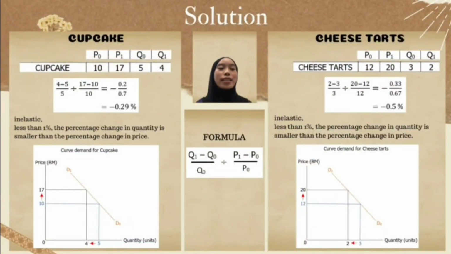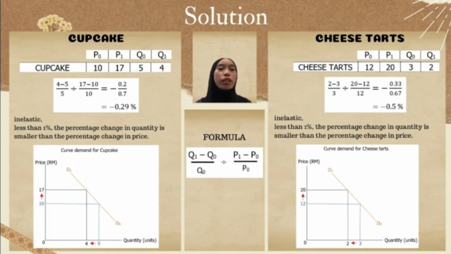Based on case 1, this is city's action. We must calculate the price elasticity of demand for cupcake and cheese tart. Based on the table, for cupcake and cheese tart, we use P0 for old price and P1 for new price. Then we use Q0 for the old quantity and Q1 for new quantity. We also distinguish and define the old price, new price, old quantity, and new quantity based on case 1.